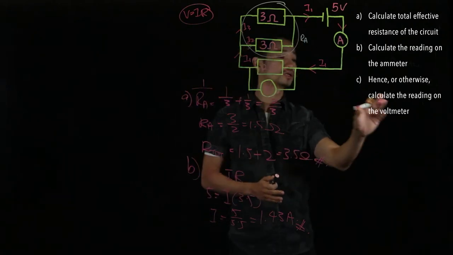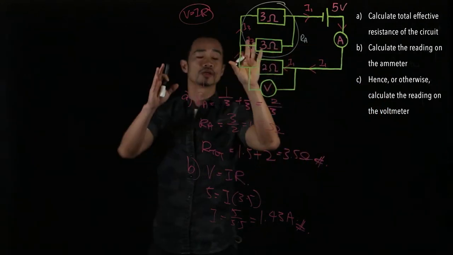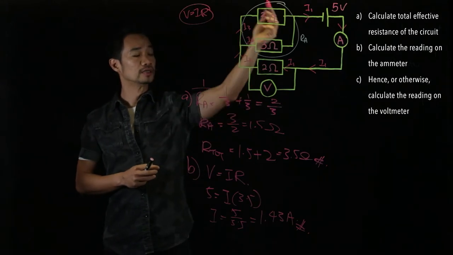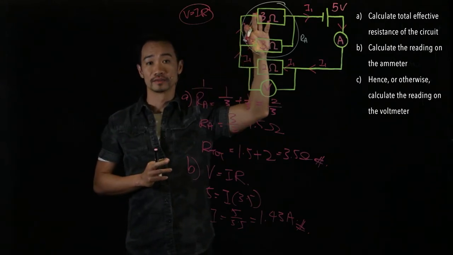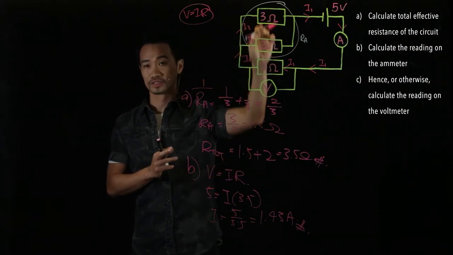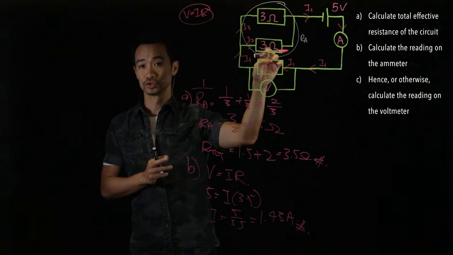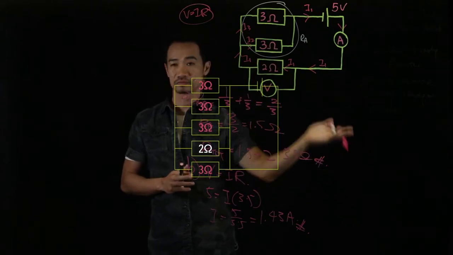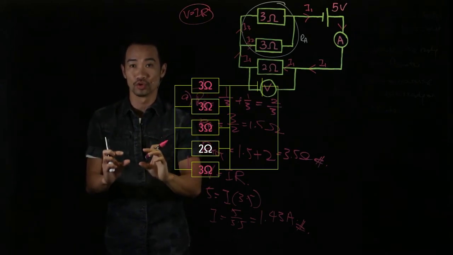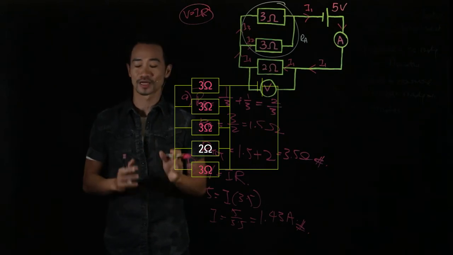Second one done. Third one: hence or otherwise, calculate the reading on the voltmeter. But before we go to that, I just want to make sure that you have a slight observation. When we calculate the total resistance of resistors in parallel, the effective resistance will always be lower than the lowest resistance. In this case, they are all 3, but the effective resistance is 1.5, which is less than 3. So if we have maybe 5 resistors connected in parallel, and the smallest resistance is 2 ohms, your total effective resistance will be less than 2 ohms. You will find that out next time when you do more questions.